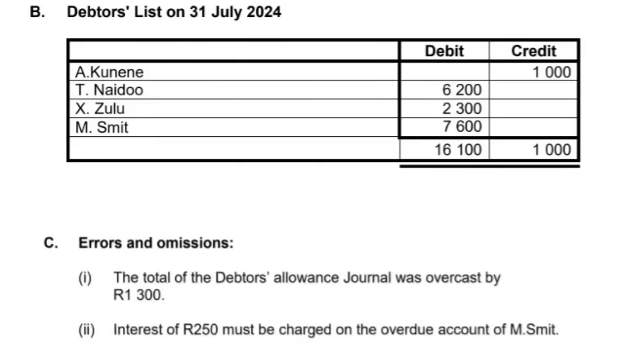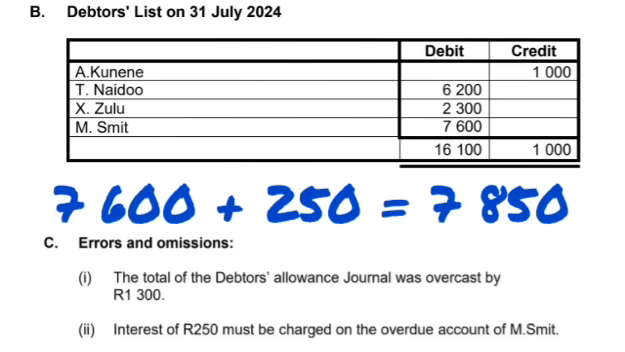And then the last person is M. Smith, who owes us 7.6, and in Roman figure 2 it says interest of 250 must be charged to the overdue account of M. Smith. So we need to charge him an extra 250 because he's owing us for a late payment. So we're just going to take their 7.6 and add to it 250, and it gives us 7,850.